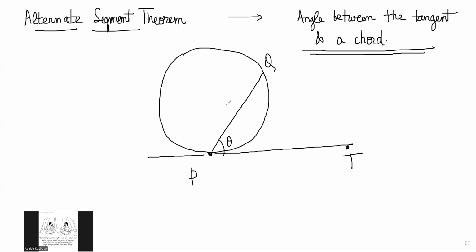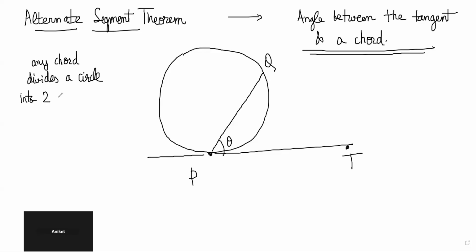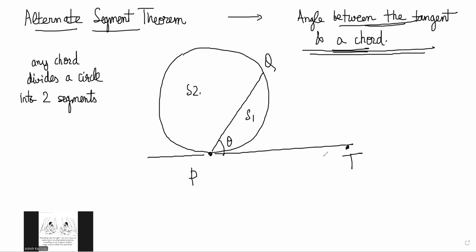So first of all, realize that any chord divides a circle into two segments, right? So PQ has divided the circle into segment 1 here and segment 2 here, correct? Now what you need to find is the angle between the tangent and a chord. Tangent is PT, chord is PQ. The angle is theta, which is angle QPT.